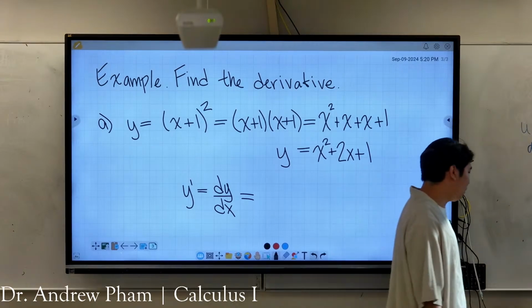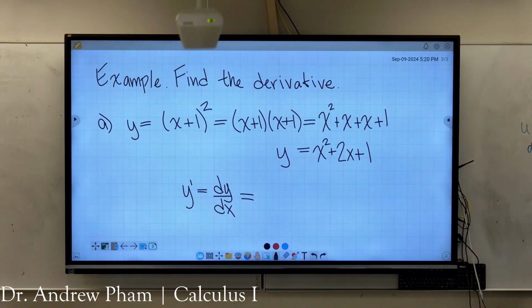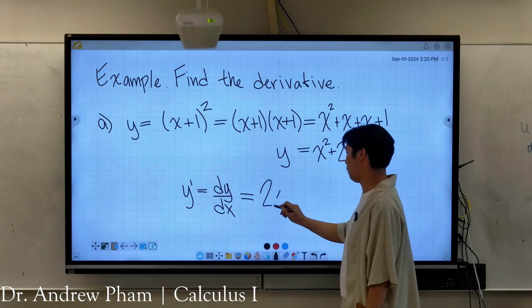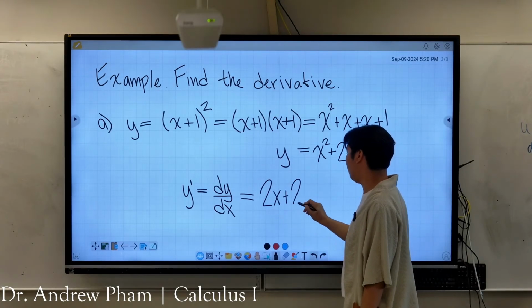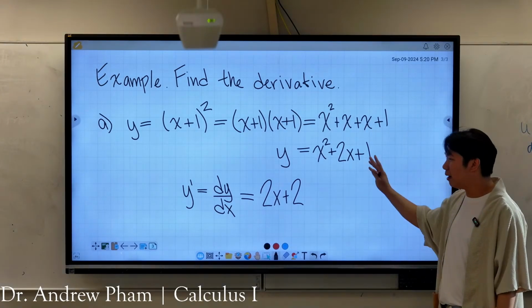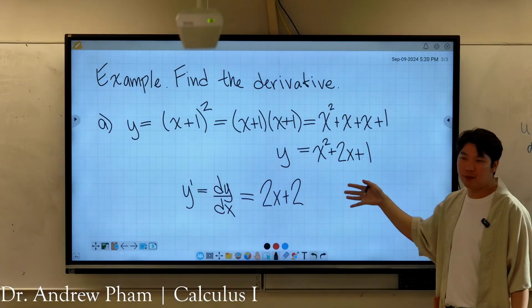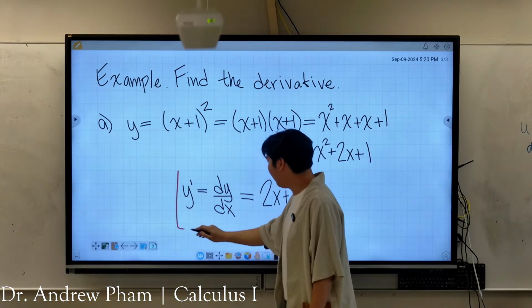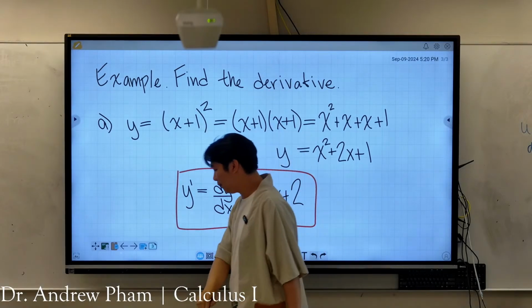So what's the derivative of the right side? x squared plus 2x plus 1. What should I write? 2x plus 2. Yeah, and then we have plus 0, but I'm not going to bother writing plus 0 because plus 0 doesn't change anything. So I claim I have my derivative.